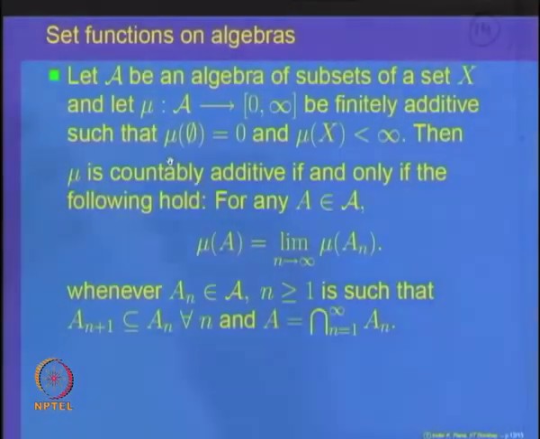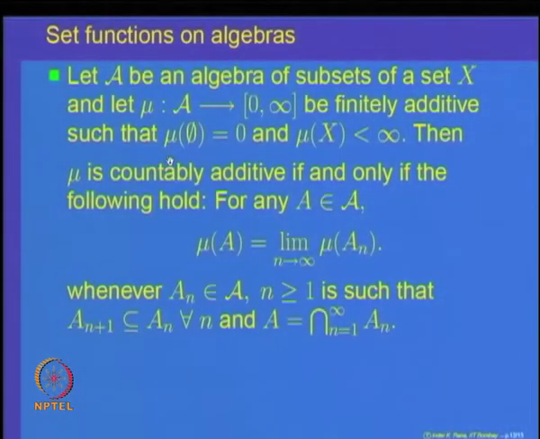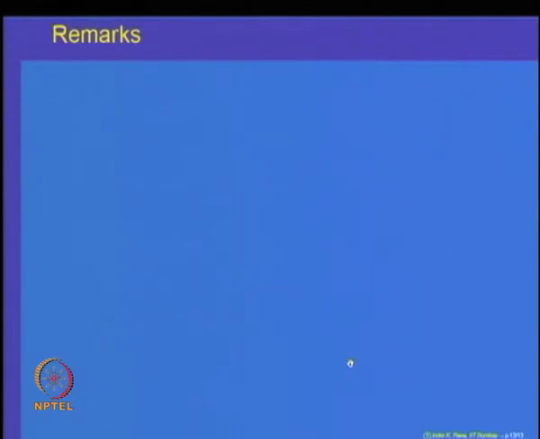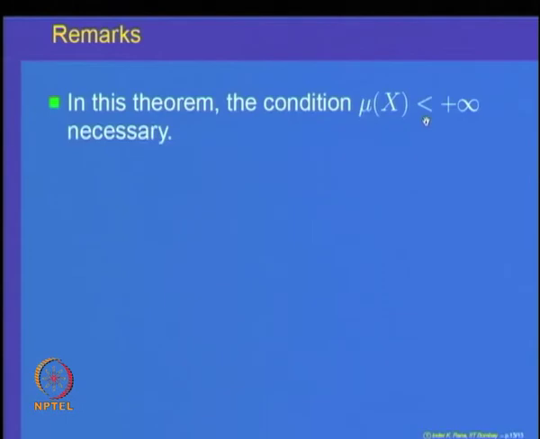So, we have proved that mu is countably additive if and only if for a decreasing sequence of sets A n, with A equal to the intersection, mu of A is the limit of mu of A n, under the condition that mu of X is finite. This is important, and this condition cannot be removed. This kind of property is called continuity from above, and here is a remark that the condition mu of X is finite is necessary in the second part and cannot be removed.